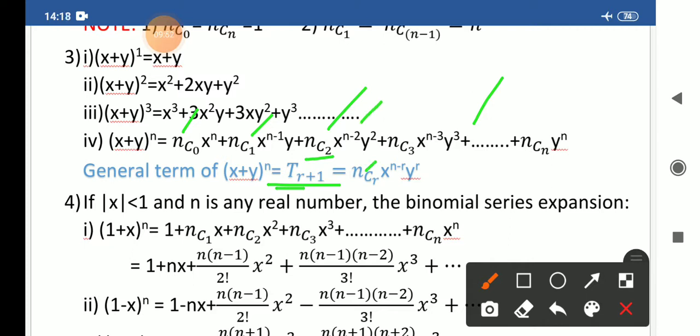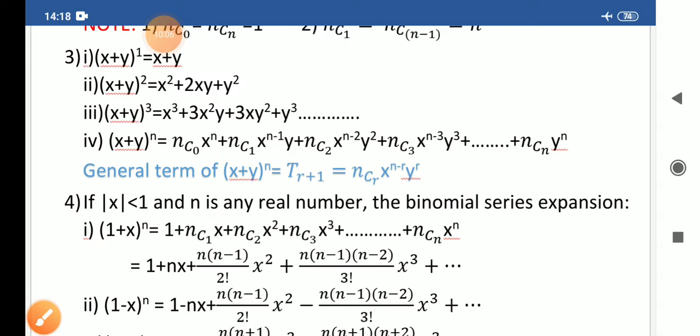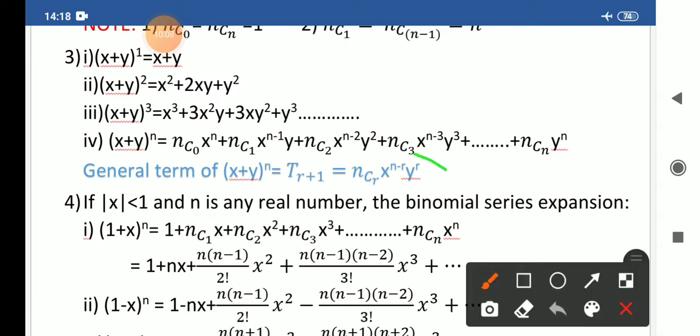x power n minus 2 for nC2, n minus 2. For nCr, x power n minus r. For nC2, this is y square. So for nCr, y power r. This is called the general term or r plus 1th term. This is very important for binomial expansion. T r plus 1 is nCr, x power n minus r, y power r.